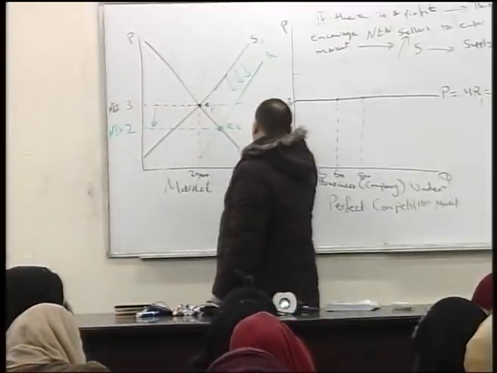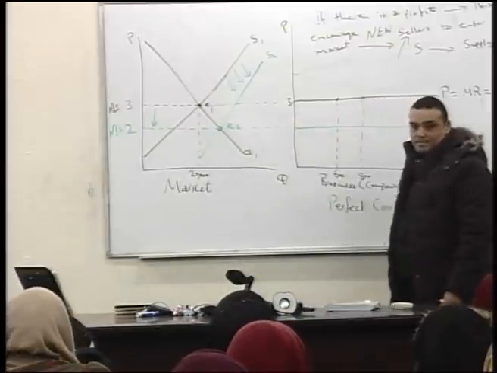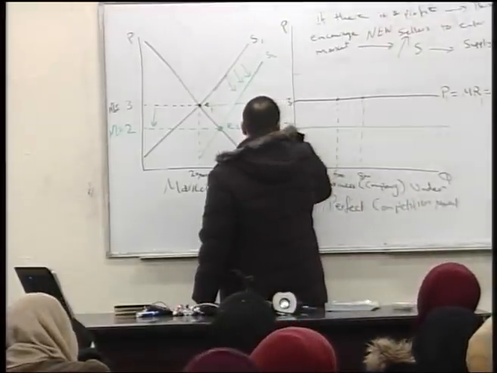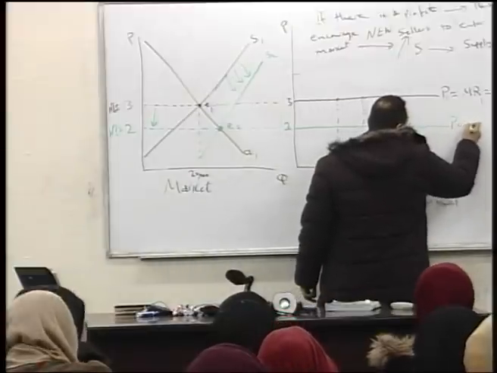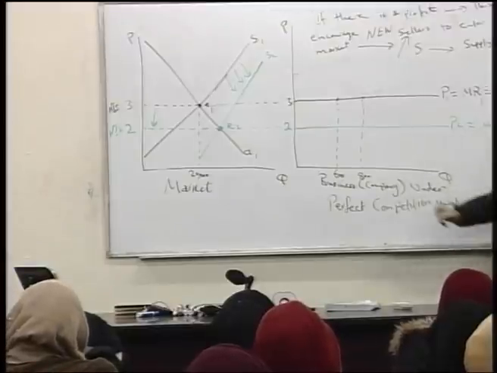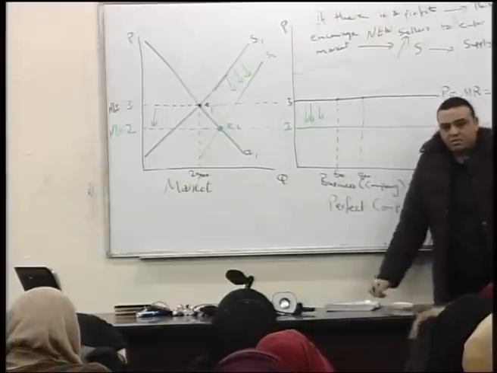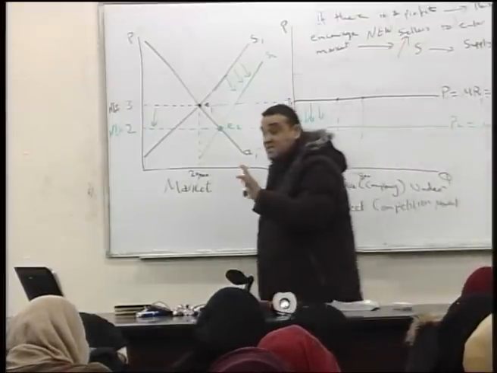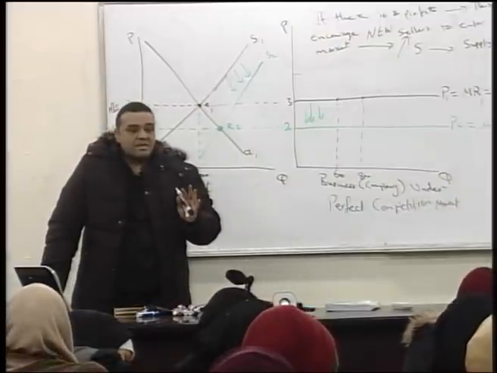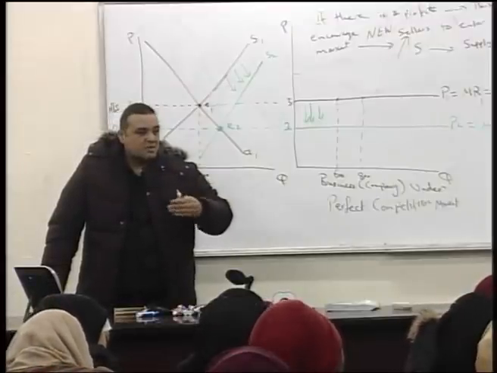What is the new price for the perfect competition company? Goes down as well. صح? So 2, P2 equals MR2 equals D2. So the price for the business that works at the perfect competition market will go down as well. As there is a profit, this would encourage new producers to enter the market once again.